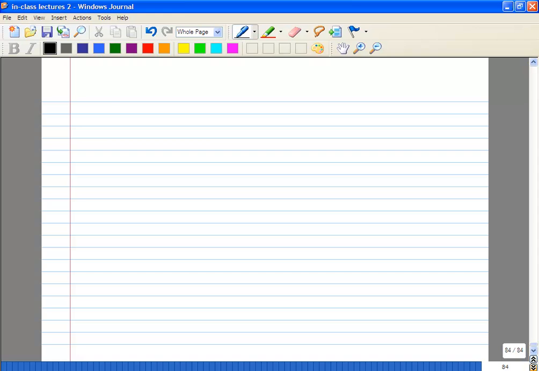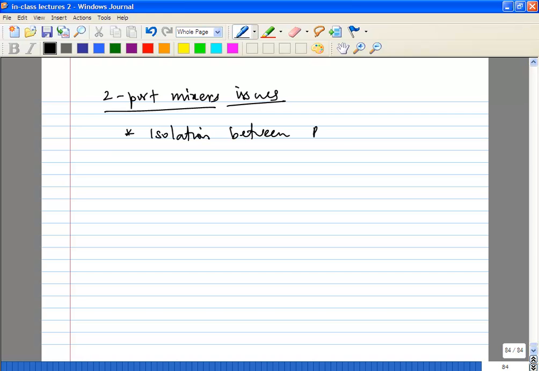So what are the issues so far with two-port? One problem was isolation between RF and LO. The other problem was undesired spurs, because naturally we have a nonlinear system.